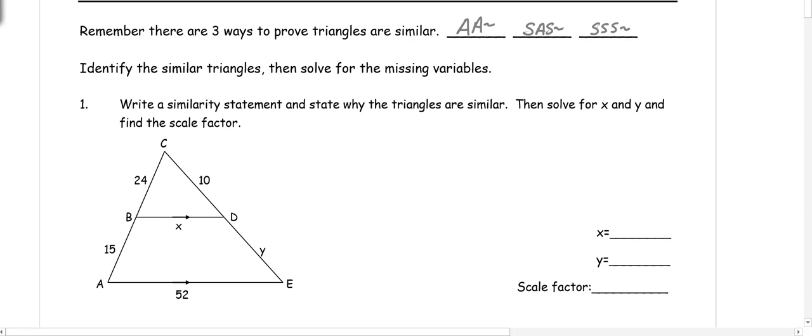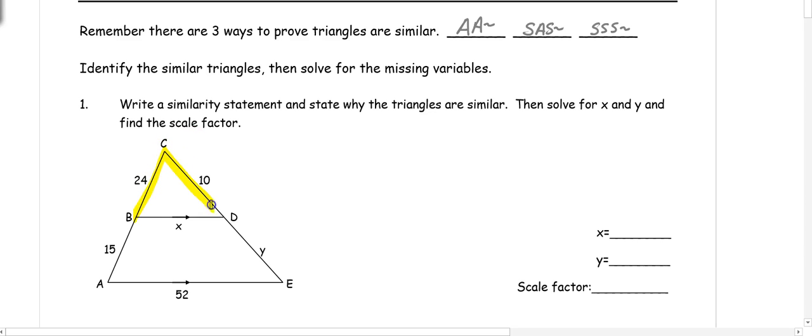Remember that there are three ways to prove that triangles are similar. So we have angle-angle similarity, side-angle-side similarity, and side-side-side similarity. So we're going to use those to identify similar triangles and solve for missing variables. So number one, we need to write the similarity statement and state why the triangles are similar, and then solve for x and y and find the scale factor.